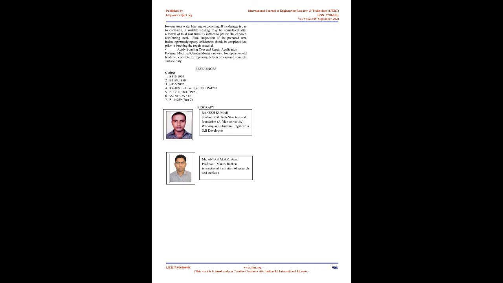The general procedure in preparing concrete and reinforcement surfaces for optimum bonding is to sandblast the surfaces and then remove dust and debris by air blasting, low pressure water blasting, or brooming. If the damage is due to corrosion, a suitable coating may be considered after removal of total rust from the surface to protect the exposed reinforcing steel. Final inspection of the prepared area, including remedying any deficiencies, should be completed just prior to batching the repair material.